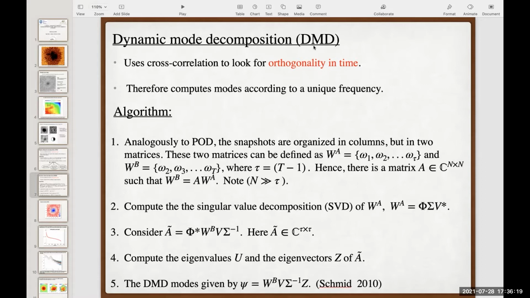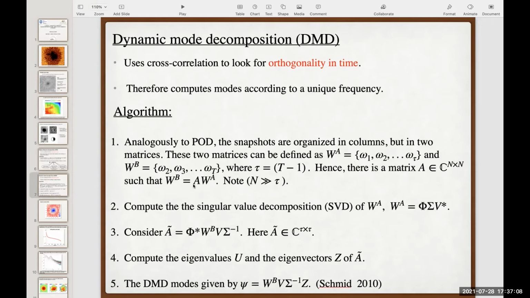How the DMD works: it's similar to the POD in reorganizing every snapshot as a column vector, but here we put them into two matrices. The first matrix contains the columns from the first snapshot up to the snapshot just before the last one. The second matrix starts from the second snapshot to the last snapshot. Hence, these two matrices are shifted by just one snapshot. The idea of the DMD is to find a linear relationship between these two matrices by a matrix A, and compute its eigenvalues and eigenvectors.